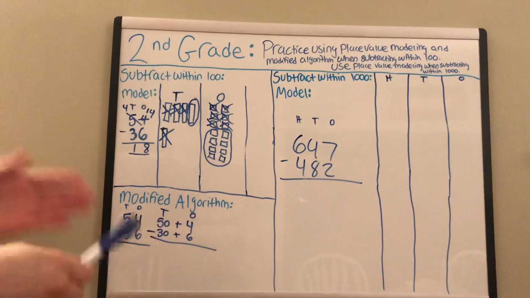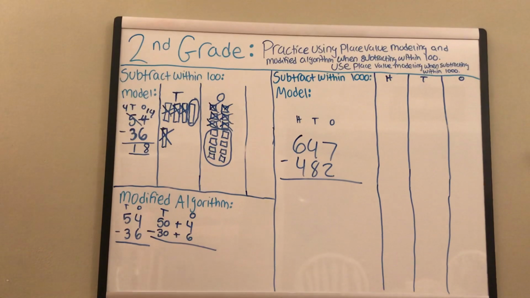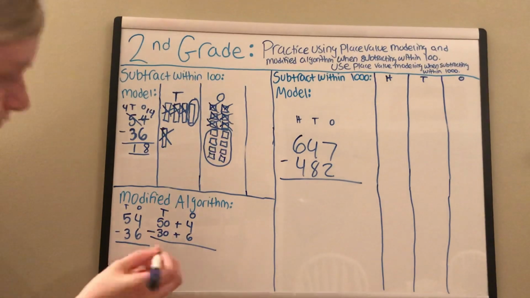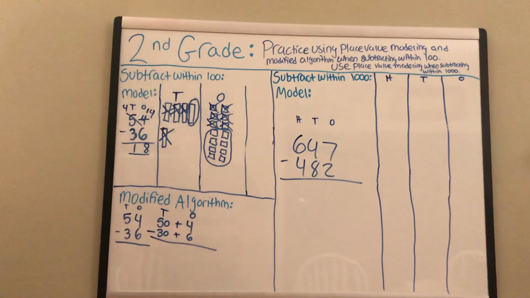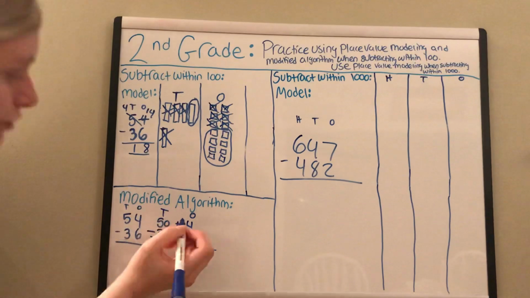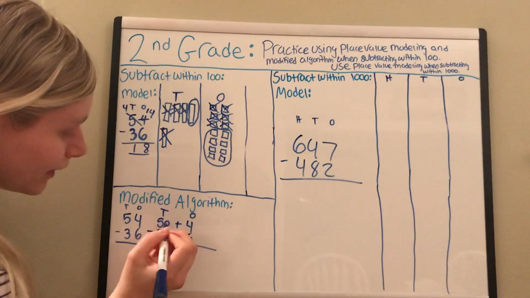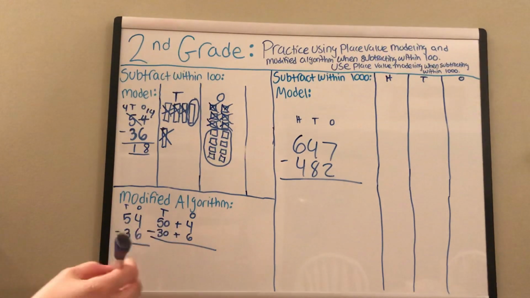And this is how we break it down for students. Now they would solve. So they would subtract 4 minus 6, and obviously they can't do that. So they would have to go over here and borrow from the tens column.